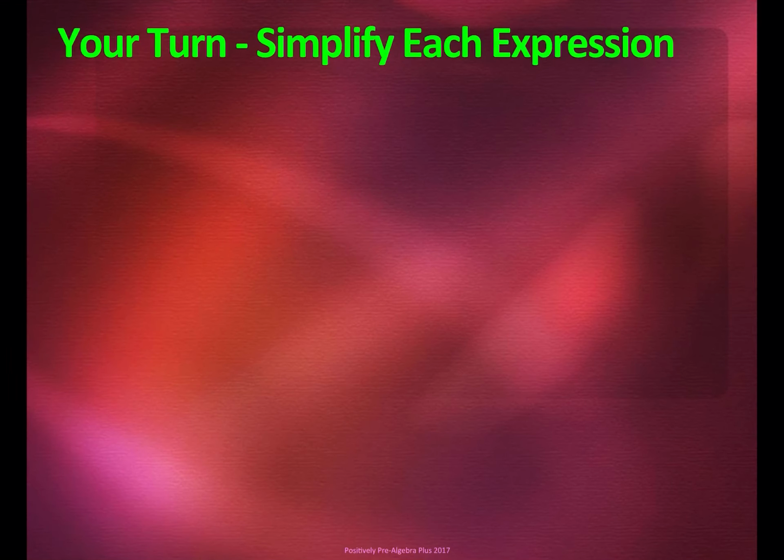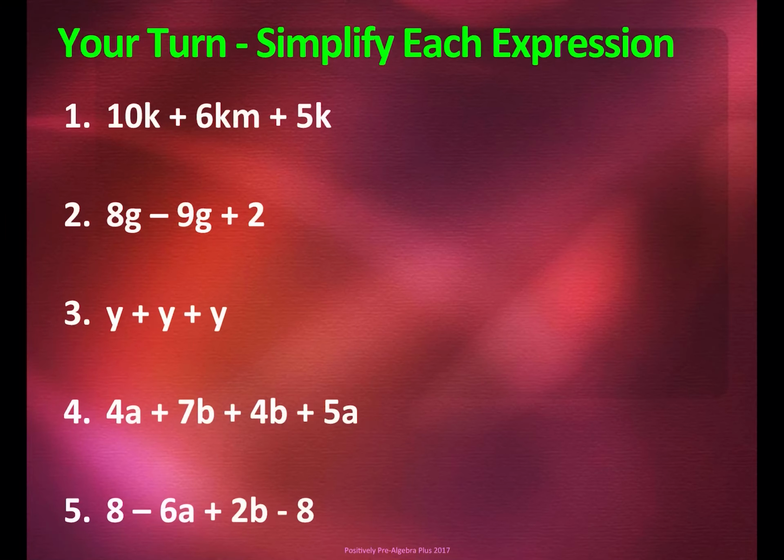Your turn. Simplify each expression. So let's look at the first one. 10k plus 6km plus 5k. So I can combine my two k's together, the 10 and the 5, which would be 15k. The 6km doesn't combine with those, so it will just stay the same. Number 2, 8g subtract 9g will just be negative g plus 2.